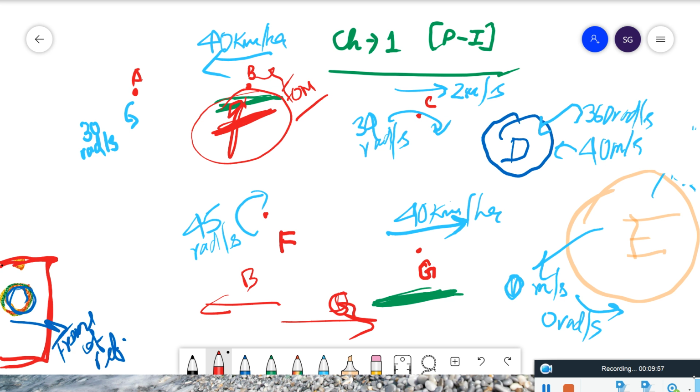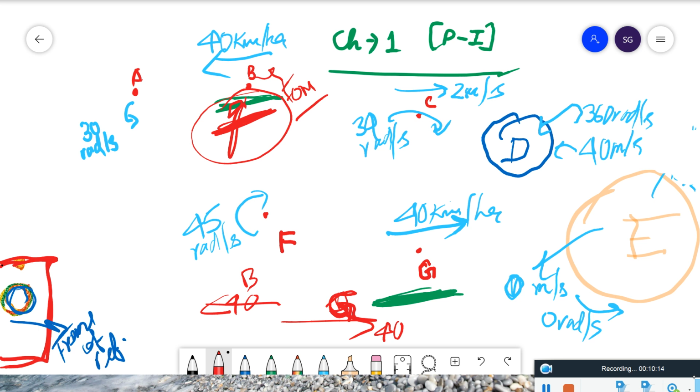So it is the G object. Both are moving 40 kilometers per hour. This is also 40 and this is also 40. So I have considered this as a frame of reference. A frame of reference is always considered as a still point, that is, at rest. So considering this as at rest, I have to make this 0.